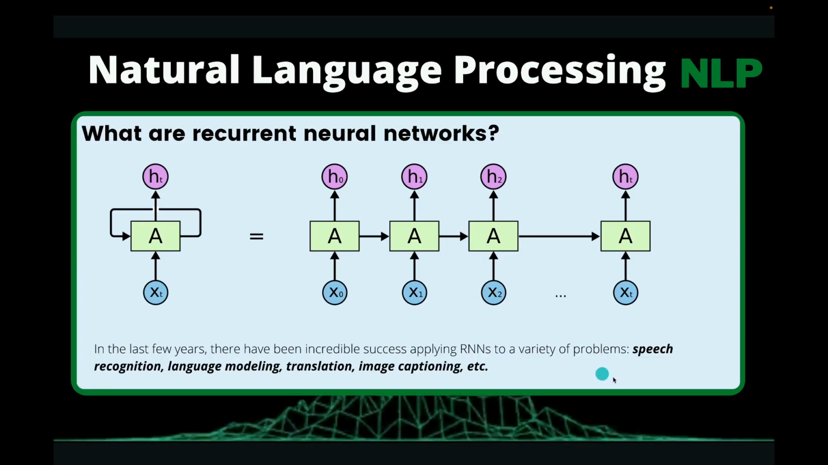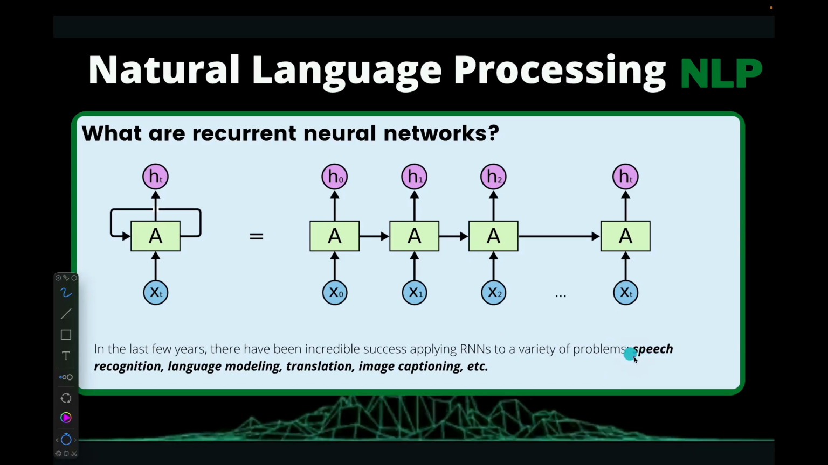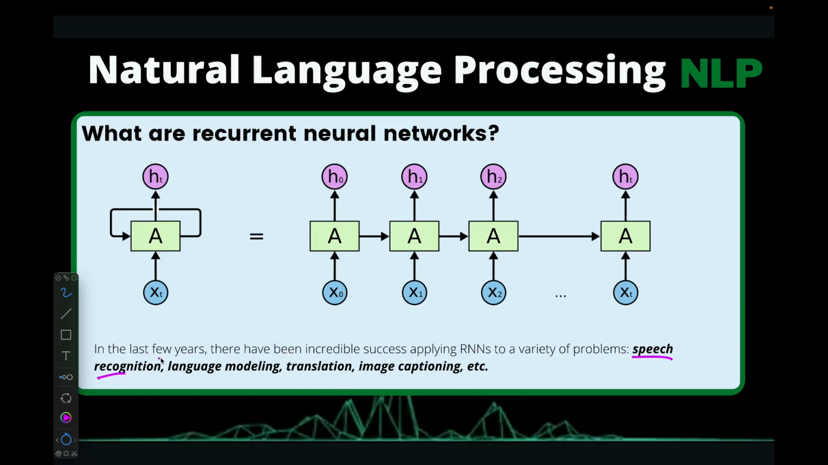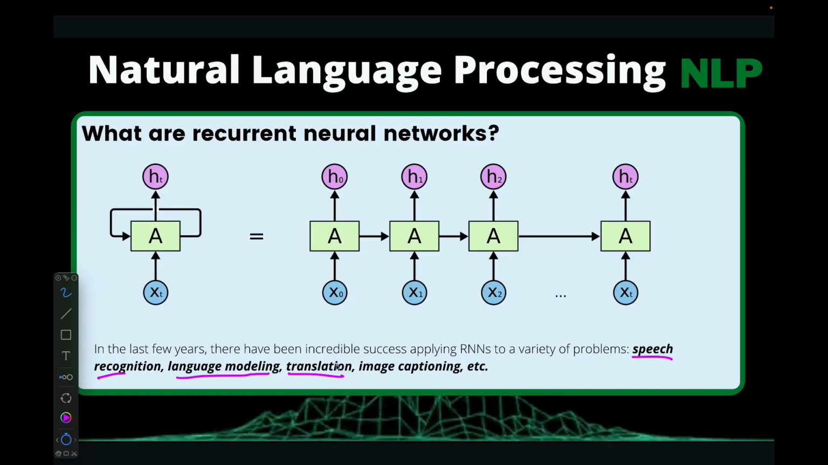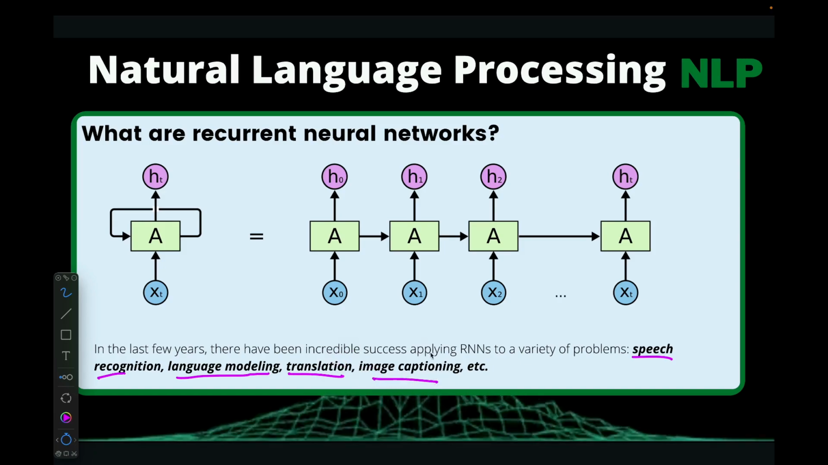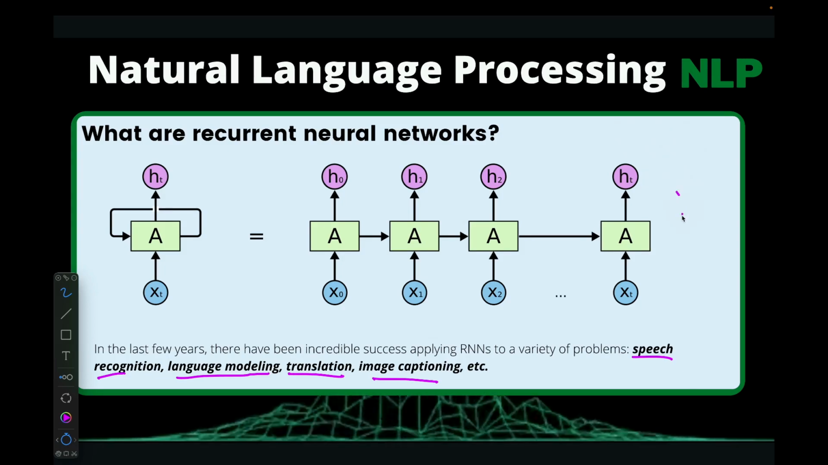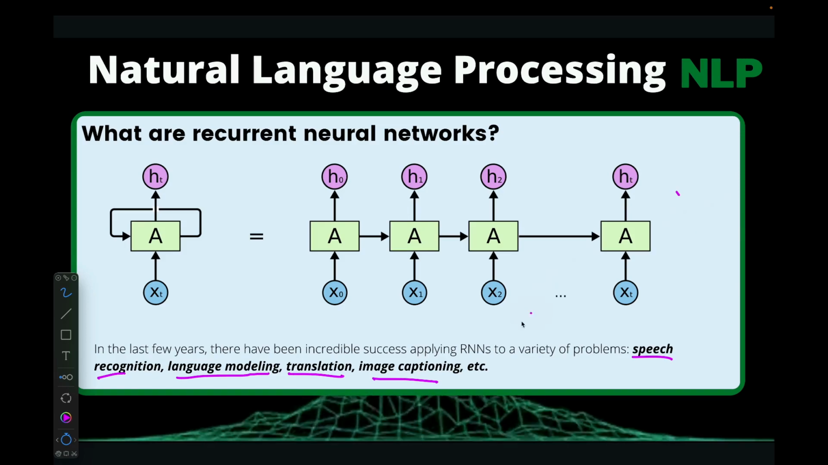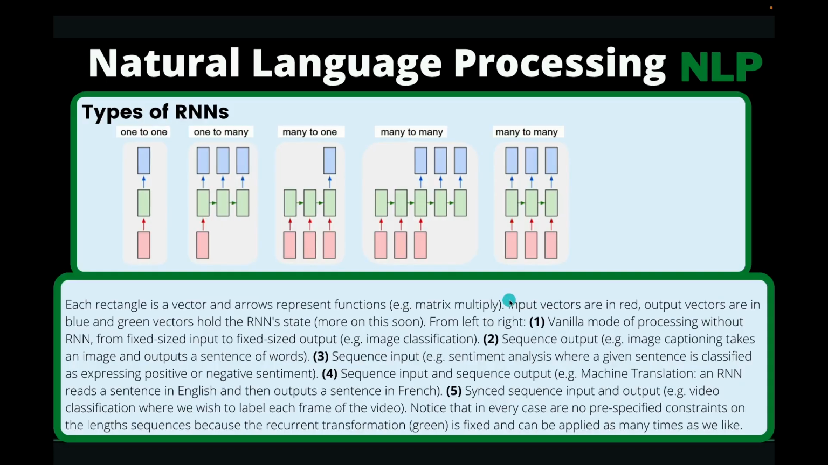There are a lot of applications of this recurrent neural network. You can think of speech recognition; we use recurrent neural networks. In language modeling, we use recurrent neural networks. In translation, for translating from one language to another, we use recurrent neural networks. In image captioning, for instance, you can be watching a video and under the video there will be some caption. That is a result of recurrent neural networks.